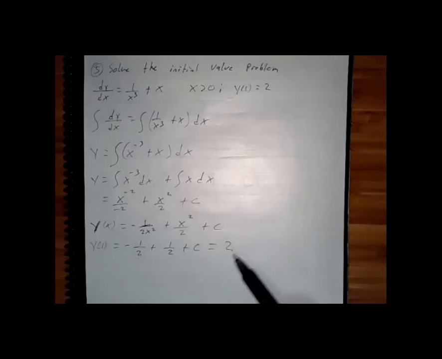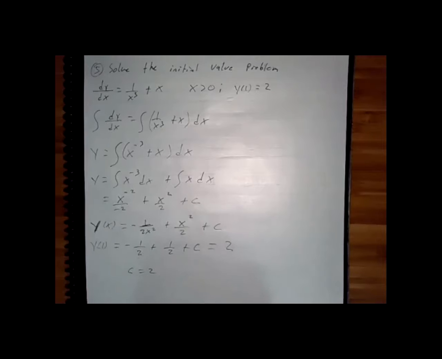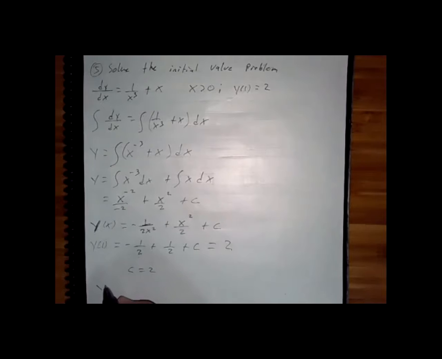Is this step okay? Okay, so notice how these are going to cancel, right? Yes. So what is c equal to? Yeah, c is 2. Given this condition, with that initial condition, our general function will be -1 over 2x squared plus x squared over 2 plus 2. No more c.